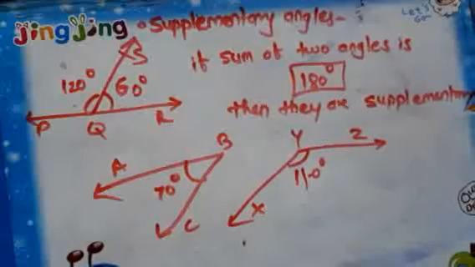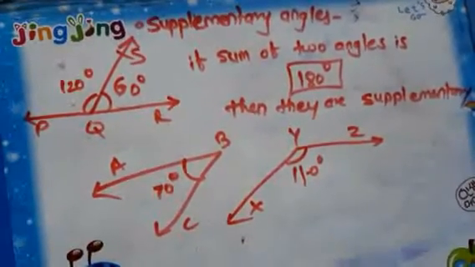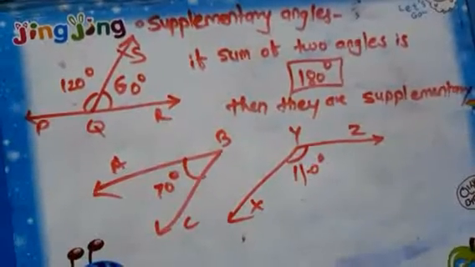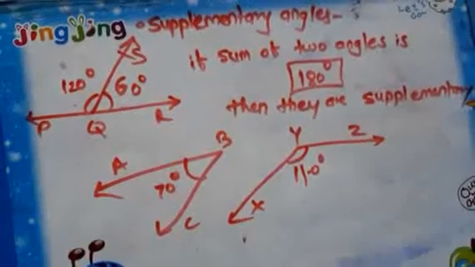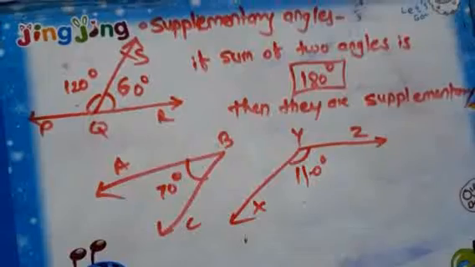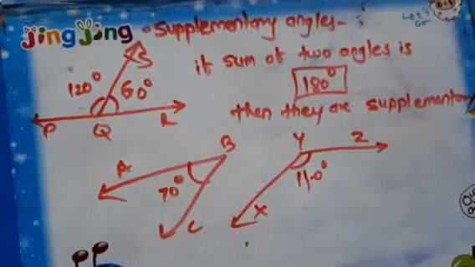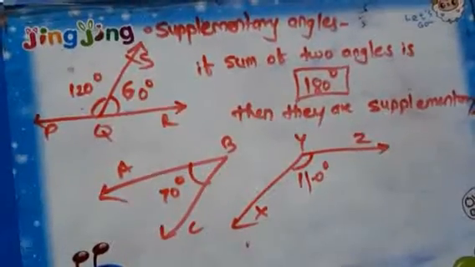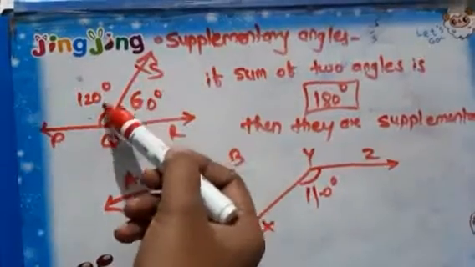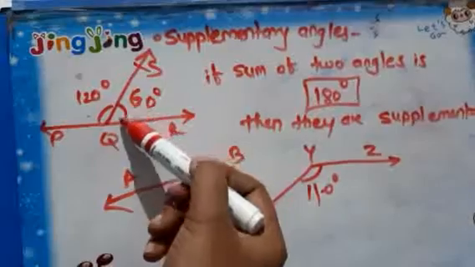Now we will move towards the next pair of angles, supplementary angles. If the sum of two angles is 180 degrees, remember it is 180 degrees, then they are supplementary. Don't get confused between complementary and supplementary. Complementary means the sum of the angles will be 90 degrees, and for supplementary the sum of the two angle measures is 180 degrees. For example, suppose angle PQS has a measure of 120 degrees and SQR has a measure of 60 degrees.